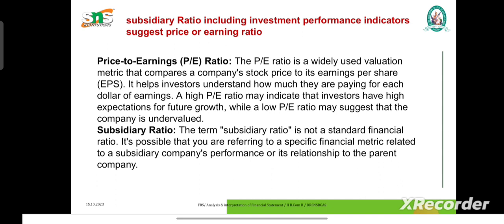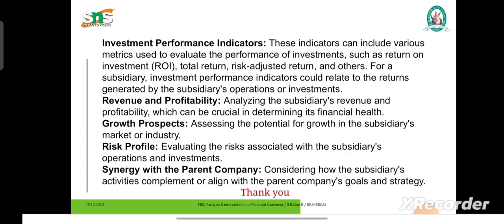Next one is subsidiary ratio. The term subsidiary ratio is not a standard financial ratio. Next one is investment performance indicators. These indicators can include various measures used to evaluate the performance of investments, such as return on investment, total return, risk adjusted return, and others.